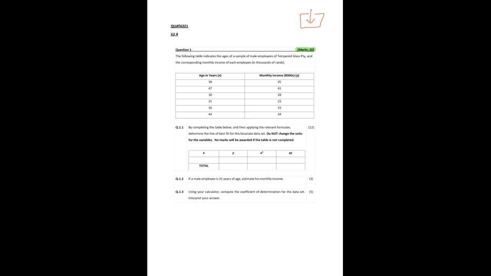Pay careful attention to the mark allocations so that you know where your common areas are in terms of how they ask the section. And again, because there are 6 questions that you need to answer in total in your exam, it's 20 marks per question. So let's get started with this one. Learning Unit 4 is called Linear Regression and Correlation Analysis.